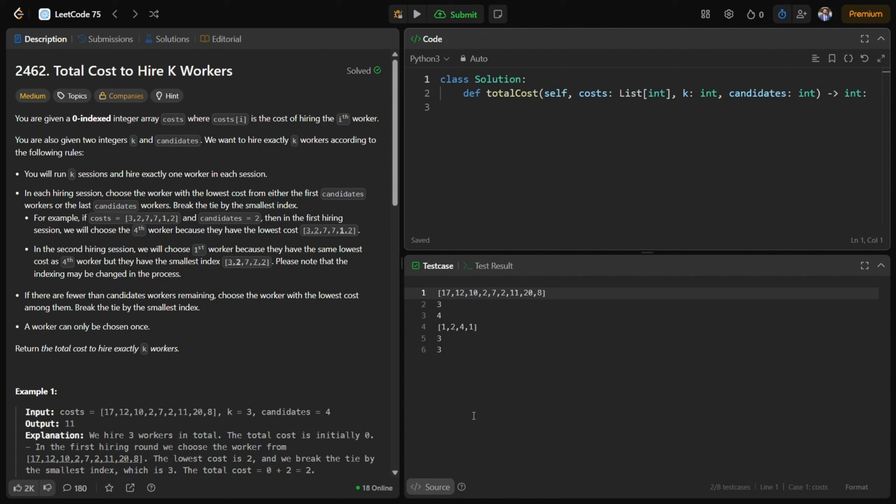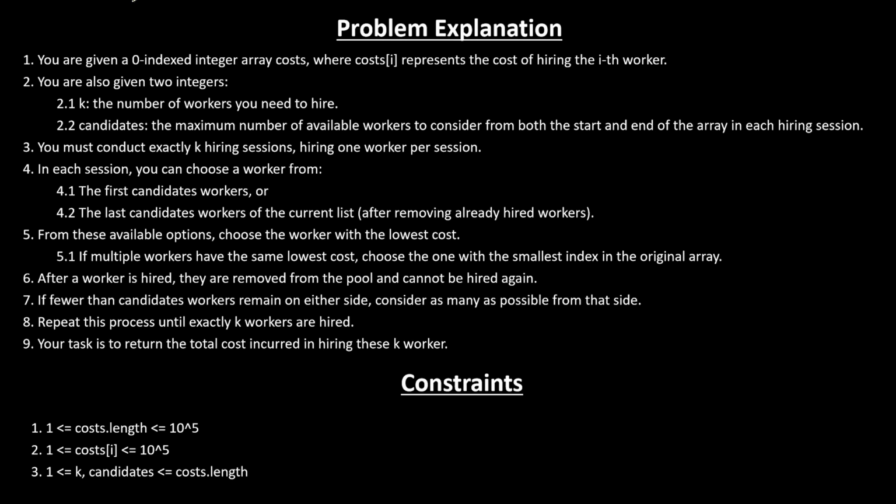I will request you to read the question beforehand, as I will deep dive into the PPT and explain it in a simpler way. Now let's understand the problem in the easiest way possible. You are given a zero-indexed integer array named cost, where cost[i] represents the cost of hiring the ith worker. Pretty simple. You are also given two integers, K and candidates. K represents the number of workers you need to hire. Basically, K is the number of workers we need to complete our work.